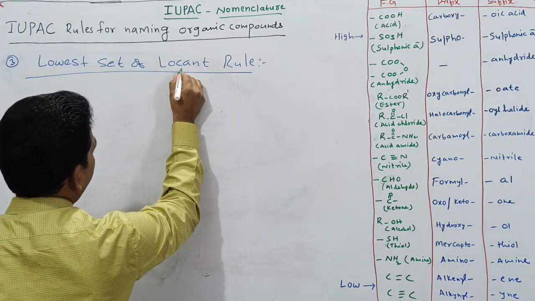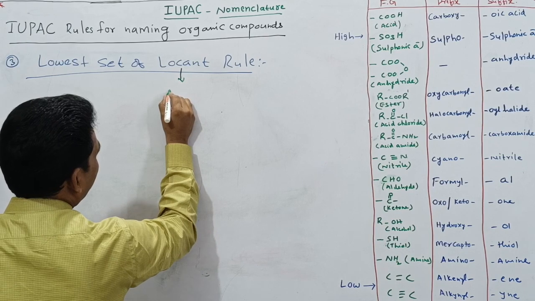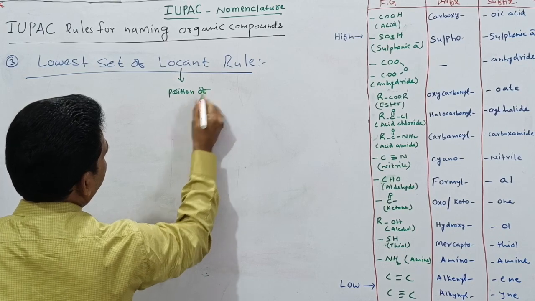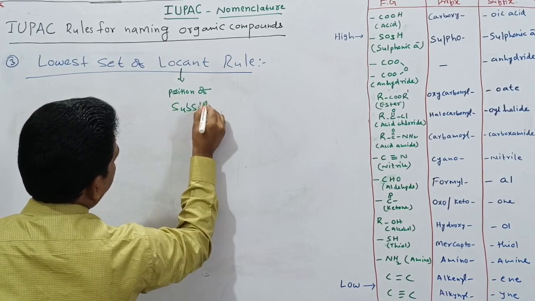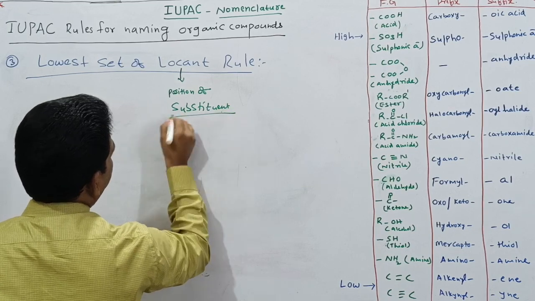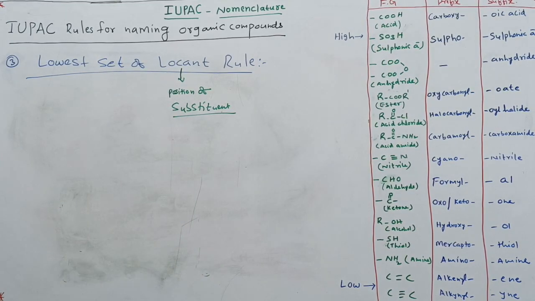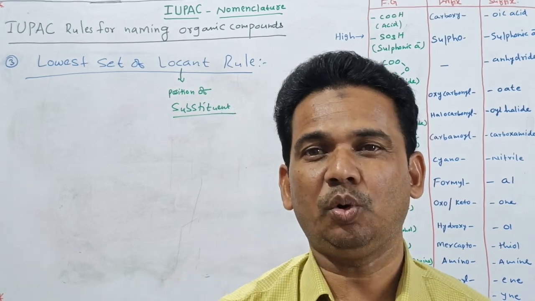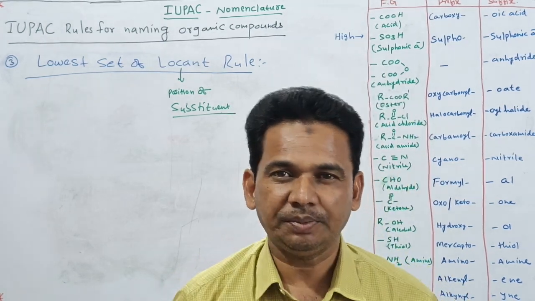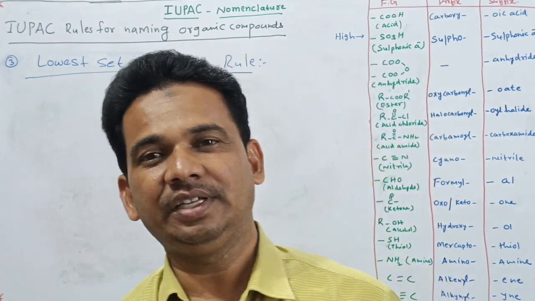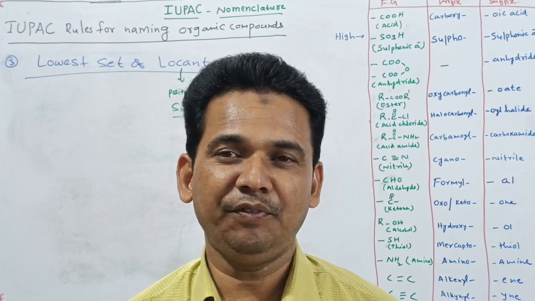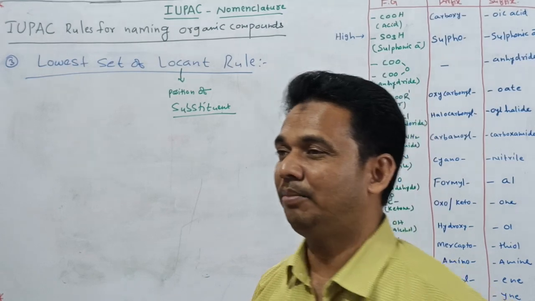Don't be confused. Locant is nothing but the position of substituent. The lowest set of locant rule applies when possible. Set of means more than one substituent. There might be 2, 3, or 4 substituents. At that time, we get confused about which side we have to start the numbering from.